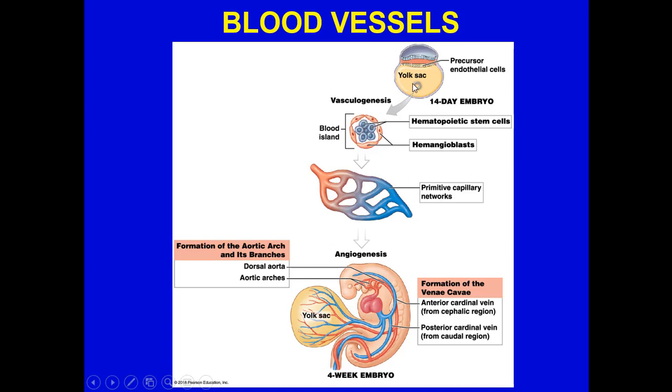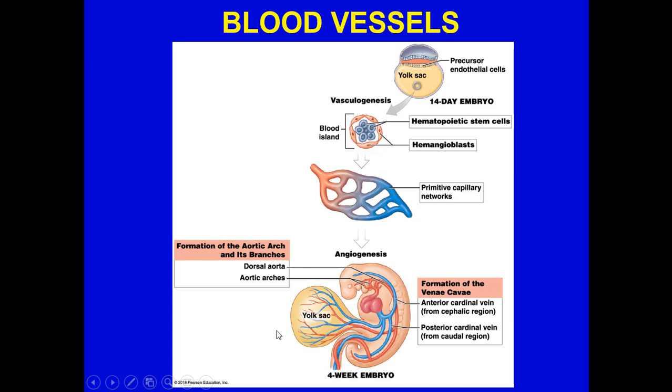Here you start off in vasculogenesis. Some hemopoietic cells, remember these are going to make blood cells. These are hemangioblasts. Then you have a primitive capillary network. Then, after you've had the formation of the cardinal veins and you've had the aorta, you start having this buildup and more sophistication here.